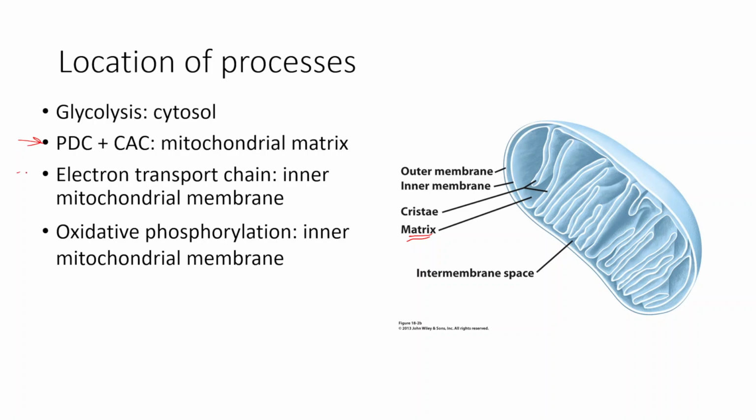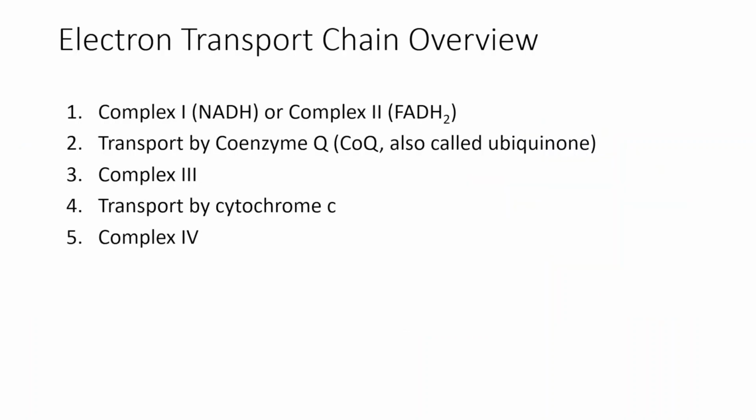And then as we move on to the electron transport chain, all of the different complexes involved in the electron transport chain are located on the inner mitochondrial membrane, essentially the wall that surrounds the matrix. And oxidative phosphorylation is also going to take place there at the inner mitochondrial membrane. So let's first look at a larger overview of everything that's going on in the electron transport chain. The first step is where our reduced electron carriers are going to enter, either through complex 1, which is where NADH comes in, or through complex 2, which is where FADH2 comes in.